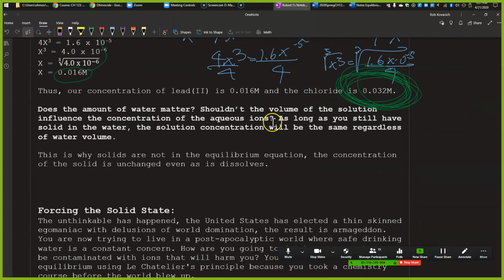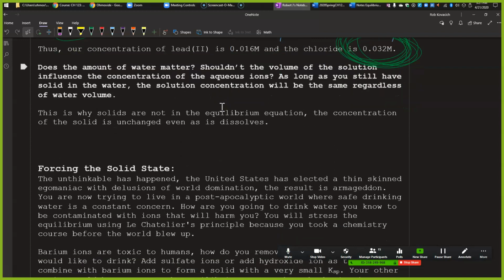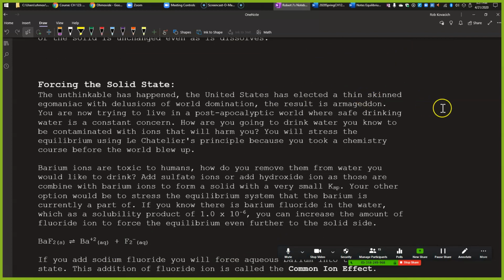Okay. And this little paragraph that's bolded is talking about what we just talked about with the solution concentration not changing based off of volume. Okay. So forcing the solid state, that's what we're going to talk about a little bit.